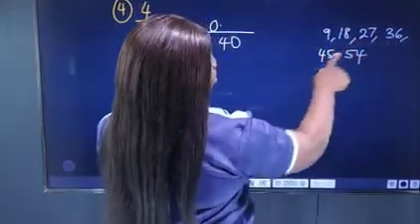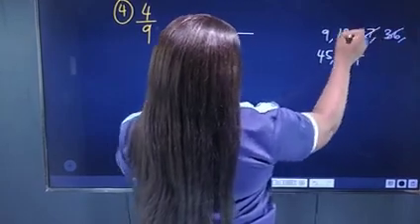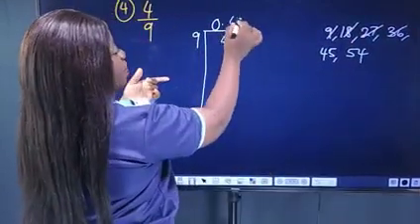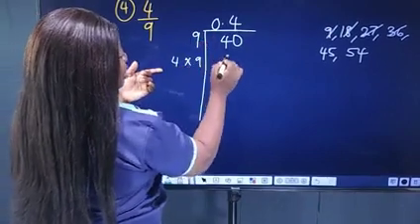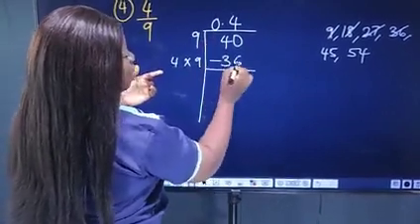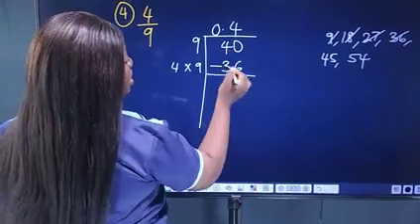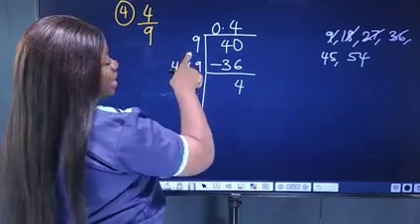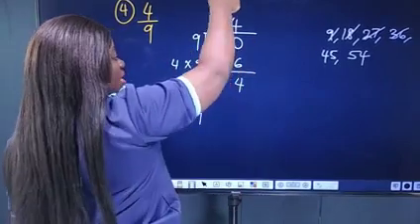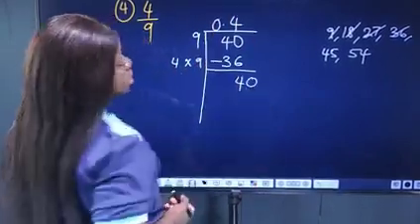So 40 divided by 9. Before 40, we have 36. That's 1, 2, 3, 4. So that's 4. Write it up here. Now multiply. 4 times 9, 36. After multiplying, subtract, okay? 40 minus 36 is 4. 4 divided by 9, impossible. Because of this decimal point, add 0.